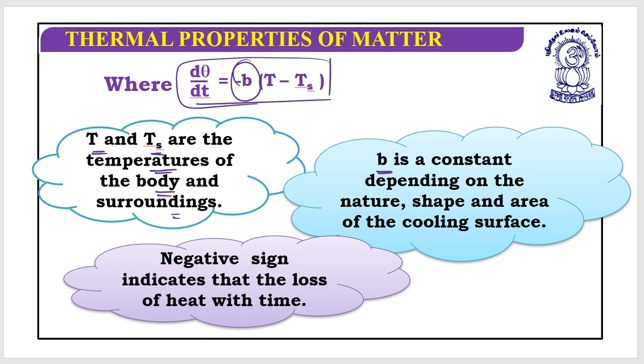B is a constant depending on the nature, shape and area of the cooling surface. And the negative sign indicates the loss of heat with time. So this is the situation, and if this is the situation, I could write like this.